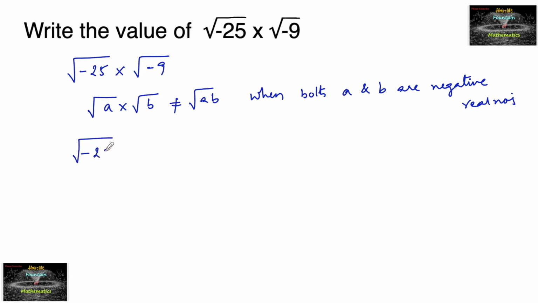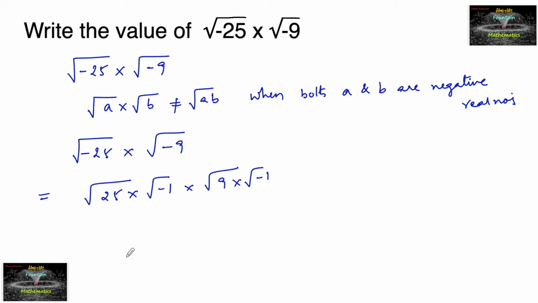Square root of minus 25 times square root of minus 9 can be written as root 25 times root of minus 1, times root of 9 times root of minus 1. Here one number is positive and one is negative, minus 1, so we can apply the property: root of 25 into root of minus 1 gives root of minus 25.